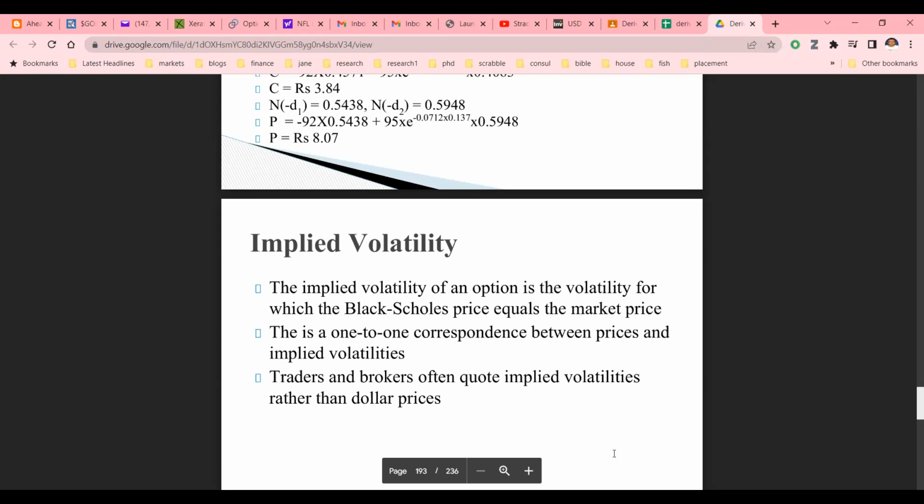Okay, so implied volatility, like I told you, is very, very important for option pricing. When implied volatility is more, option prices will obviously be more for both puts and calls. So implied volatility is a very, very important metric of option prices.